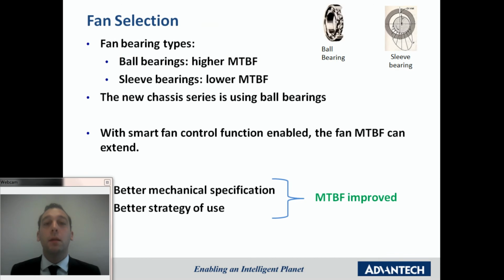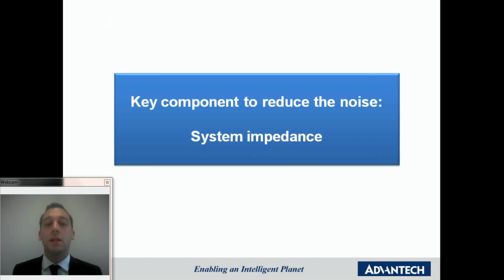Furthermore, we are selecting the best fan components on the market. We are selecting ball bearing fans in order to have better acoustic performance and better MTBF, because MTBF is a key point for industrial PCs. Furthermore, since we are modulating the speed, we are also improving the overall life of the fan. If we consider that the fans are the most critical components in a chassis, we are sure that we are also improving the MTBF, the mean time between failures, of the overall system.